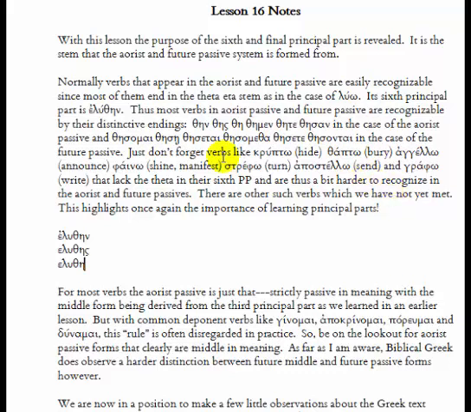But for your future passive, one thing you need to note here is that there's no augment. The augment goes away. Okay, the augment goes away, and then you also have these second endings. So you have luthesomai. Okay, luthese. Okay, and this is an iota subscript too. Okay, and luthesetai. Okay, and then the plural you have luthesometha.